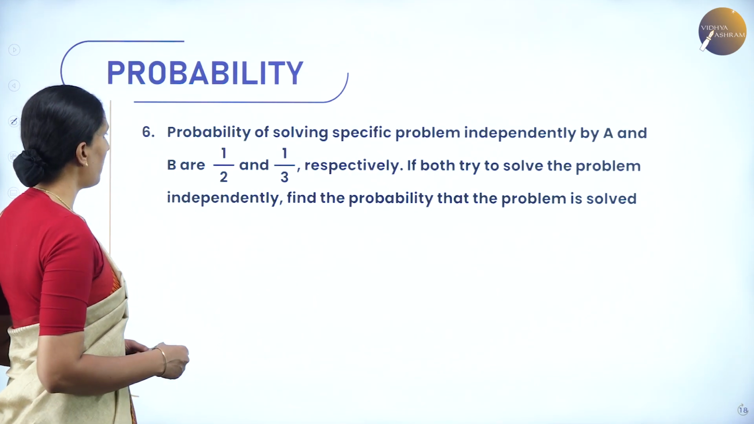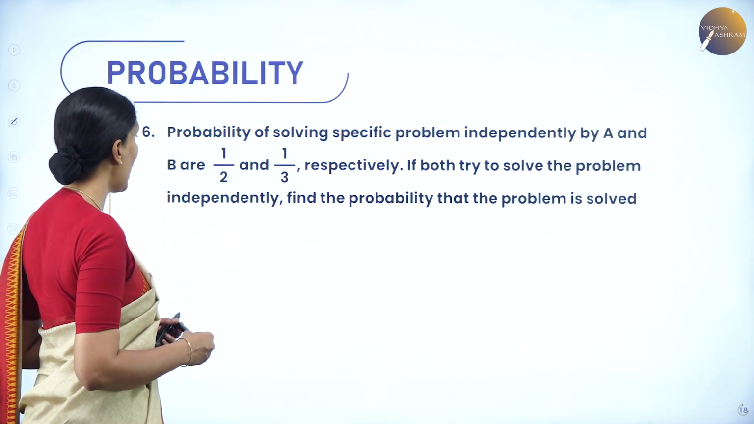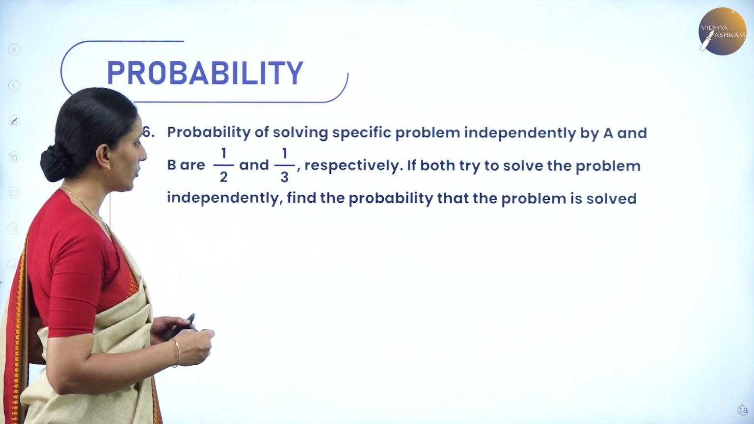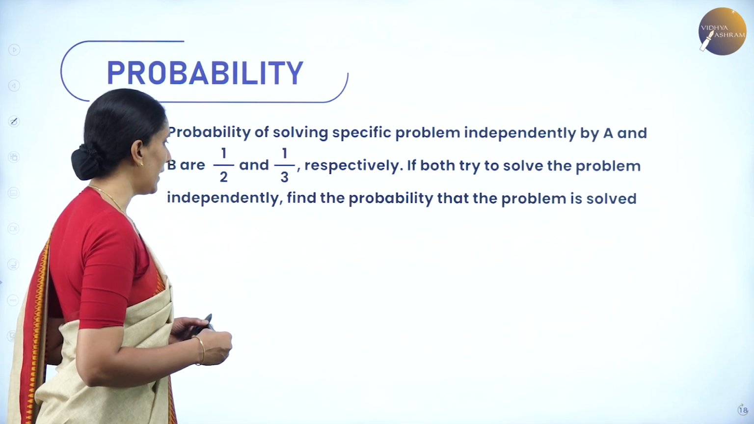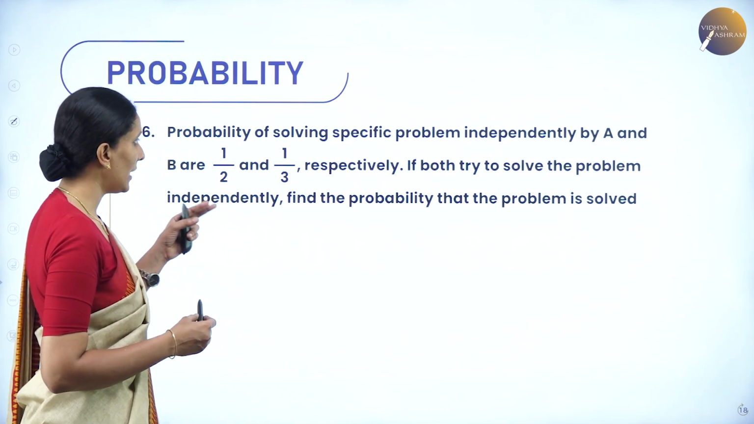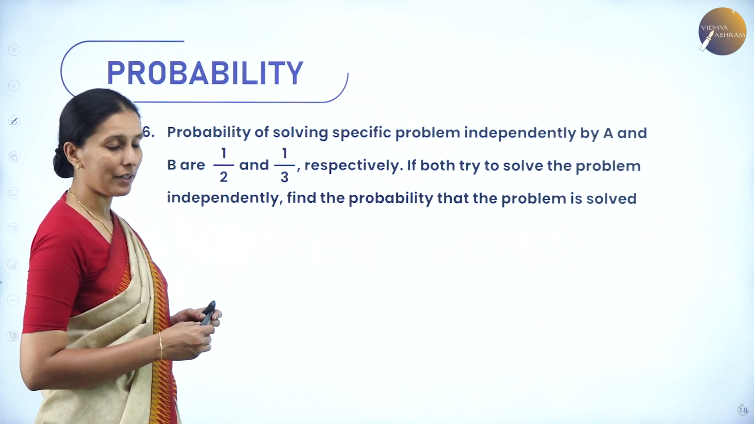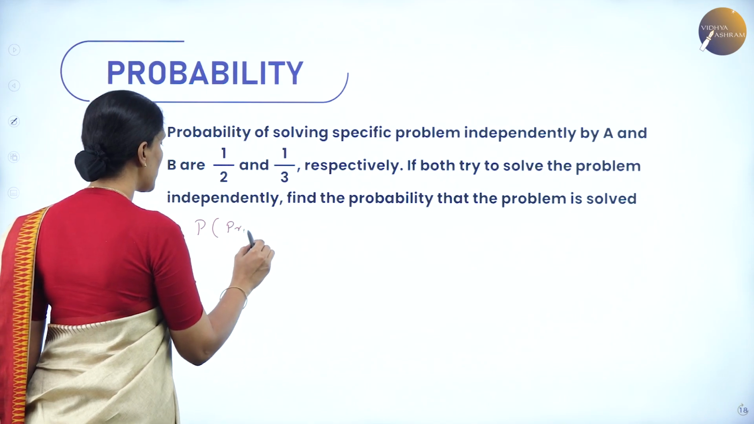Next question. Probability of solving a specific problem independently by A and B are 1 by 2 and 1 by 3 respectively. If both try to solve the problem independently, find the probability that the problem is solved. So clearly they have given independent events. I need to calculate the probability that the problem is solved.